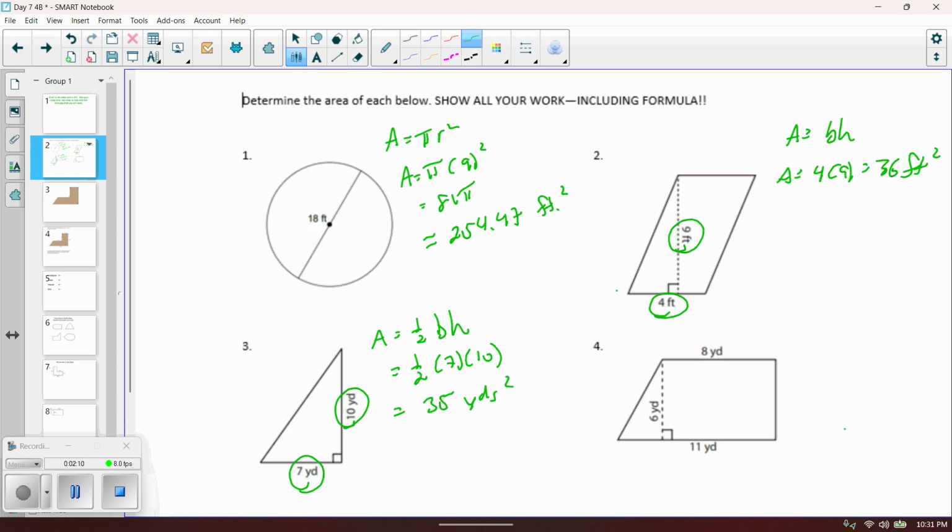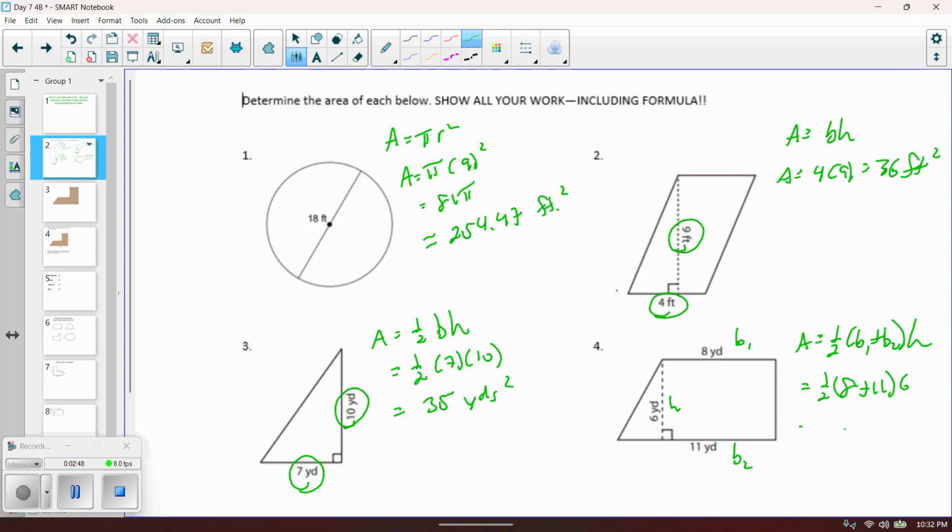And then the last one, it is definitely a trapezoid. I've got two parallel sides where the 8 and the 11 are. Those are your bases, so we'll call this base 1, base 2. The height goes straight up and down in between the bases so that it's perpendicular. So the height here is 6. The area is 1/2 the sum of the two bases times the height. So 1/2, let's add the two bases together, so 8 plus 11, times the height of 6.